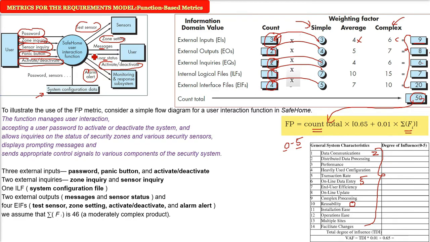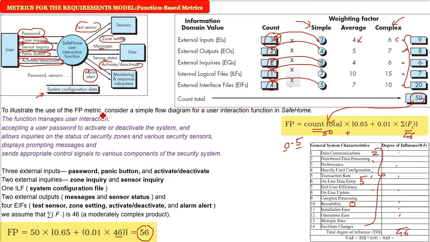Okay. So now this addition of these numbers, each number between 0 to 5 assigned to these 14 system characteristics. You add them, and I'm just saying that it is 46 to make our computation easy. So this is 50. This is 46 by adding all these. And then the final computation, 50 is the total count, 46 is the sigma Fi, and the actual function point is 56.